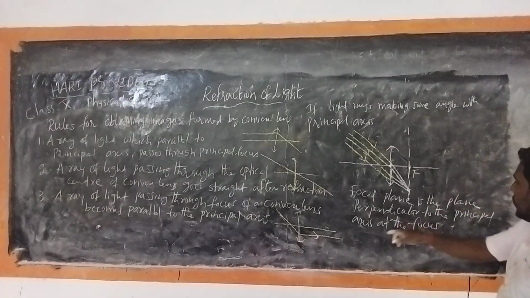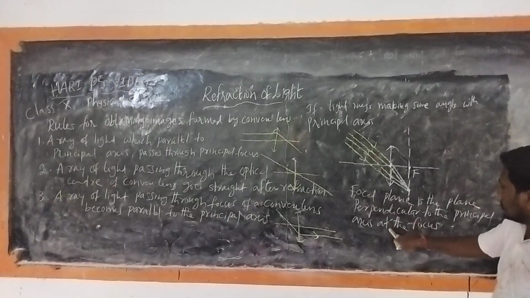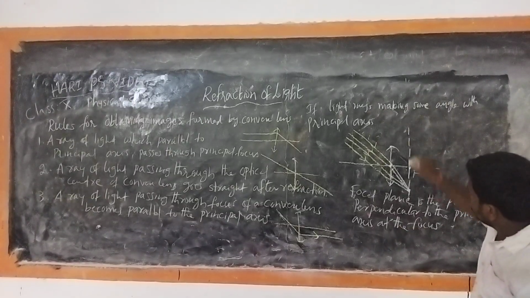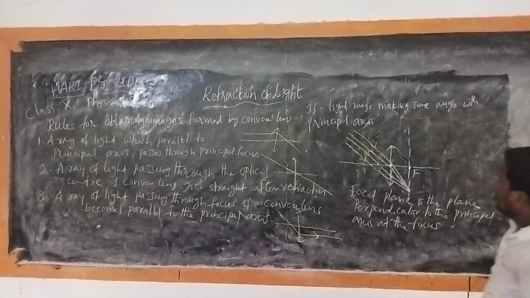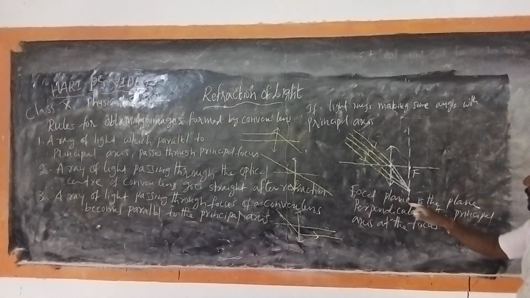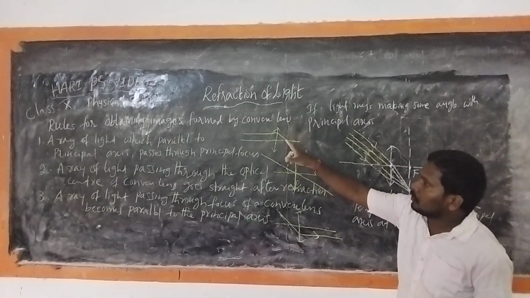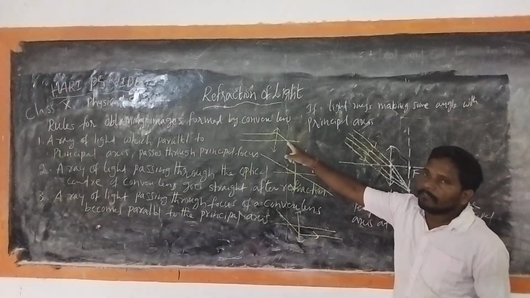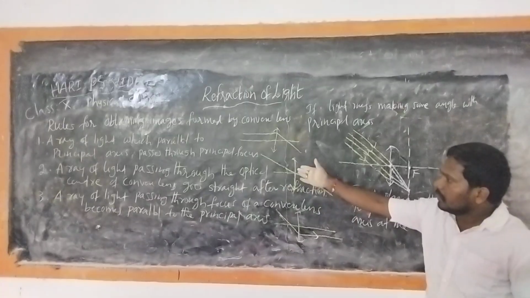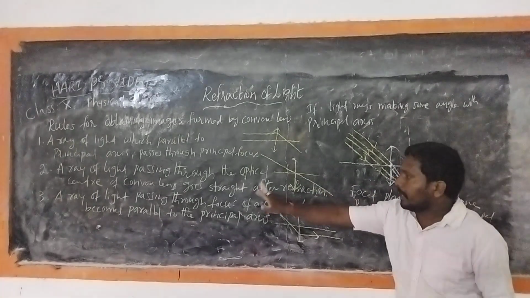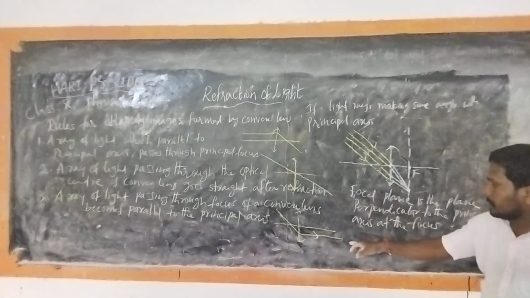Focal plane is the plane perpendicular to the principal axis at the focus. So this complete area we can say to be the focal plane. If the ray of light parallel to the principal axis passes through the focus; if the ray of light is passing through the optical center, it goes straight. If the ray of light passing through the focus of a concave lens becomes parallel to the principal axis.